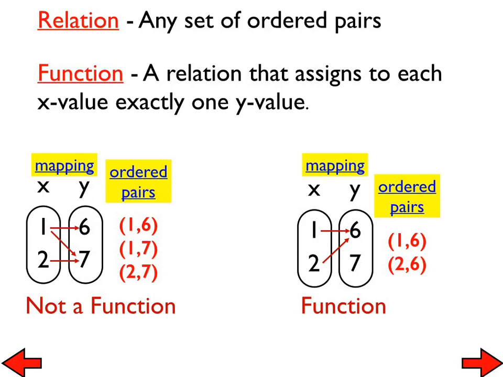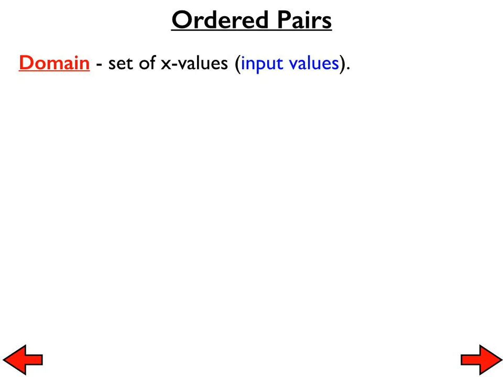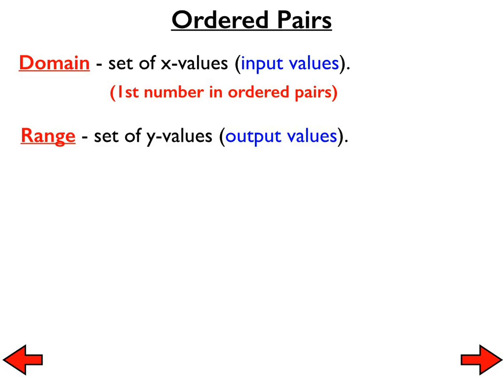So part of what we're talking about today is trying to determine if a relation is a function. Before we go a little bit further into that, we have to define some things with regards to ordered pairs. We all know that in an ordered pair, the first number is an x number or an x value. Sometimes that value is referred to as the domain. Sometimes it's also referred to as the input value. And the second number in any ordered pair is the y value. Sometimes we refer to that as the range. Sometimes we also refer to that as the output.